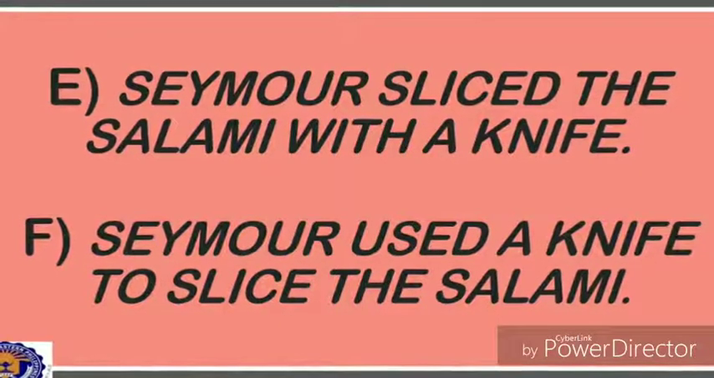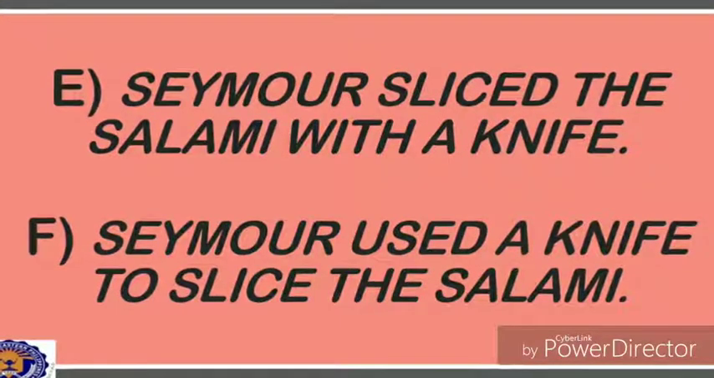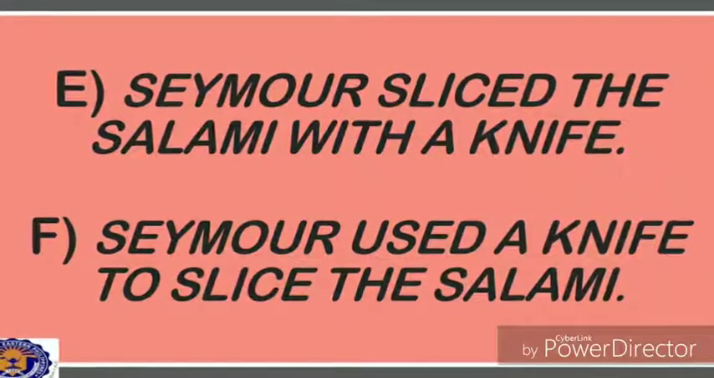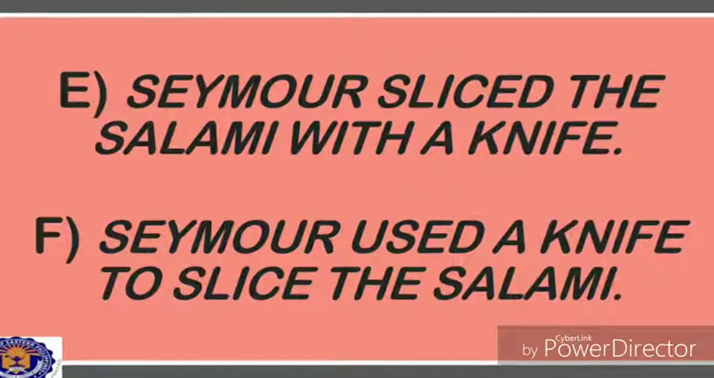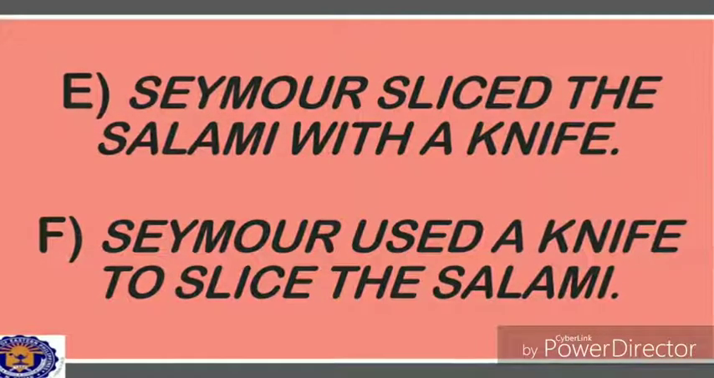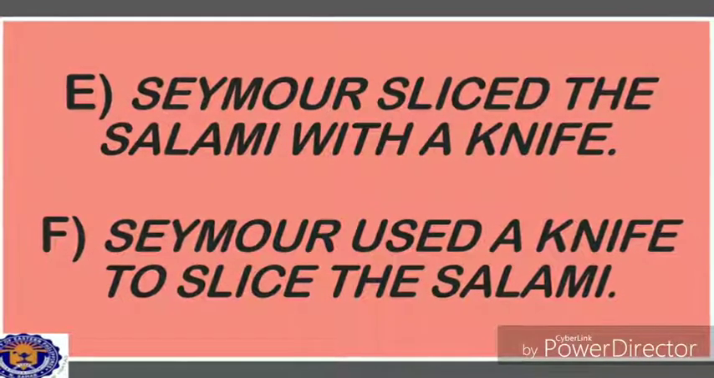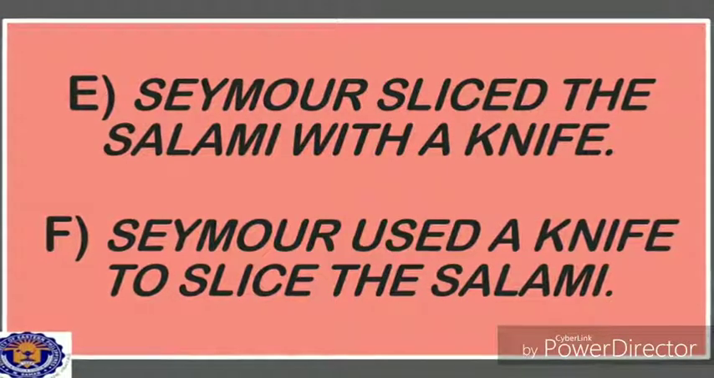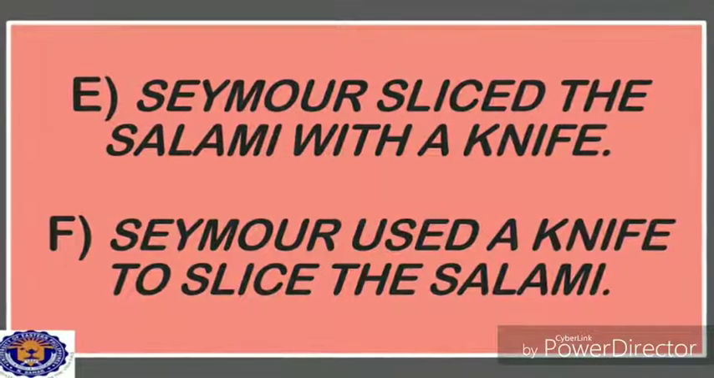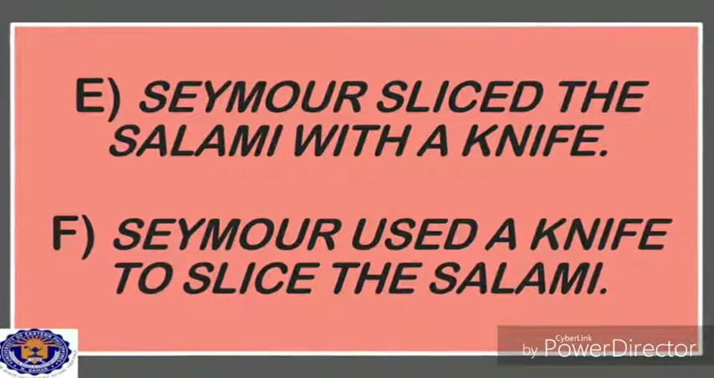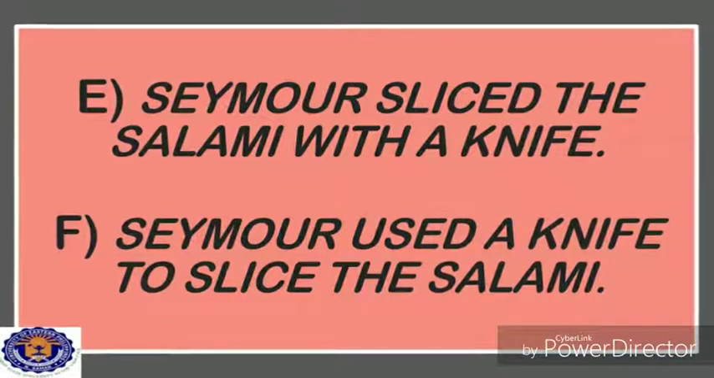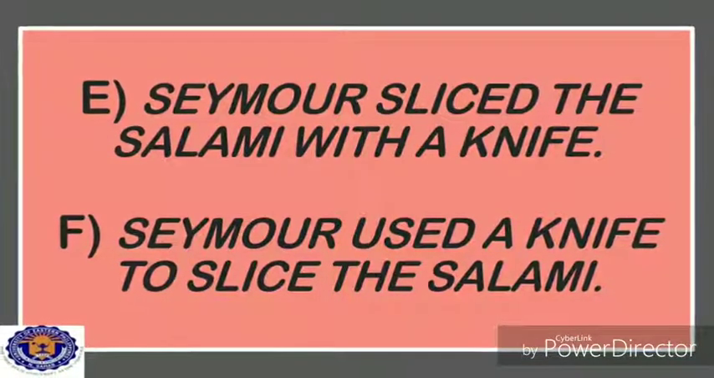Sentence F. Seymour used a knife to slice the salami. Here, the situation is not unlike the passive and active counterparts of C and D, in that the sentences have the same referential meaning, but E and F do not have the same deep structure. We have no transformation that would explain how E differs from F. Nevertheless, we need to describe how sentences E and F mean the same thing.